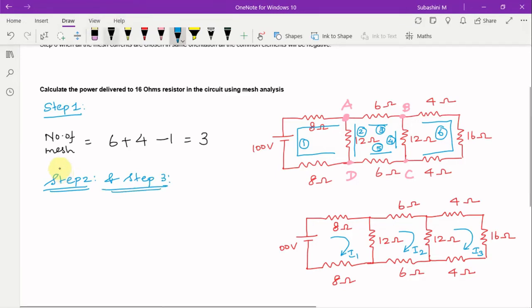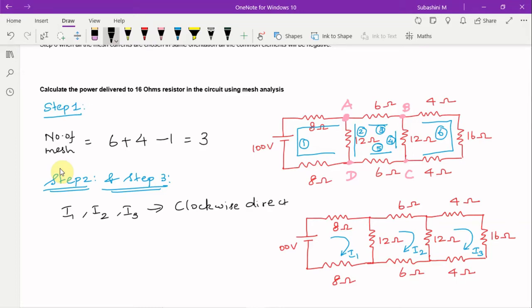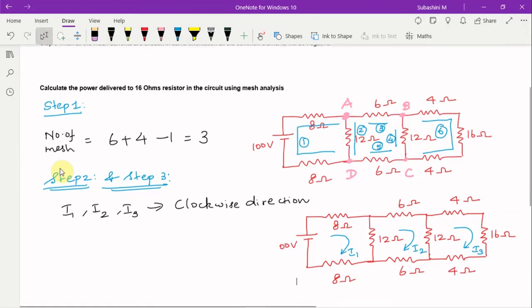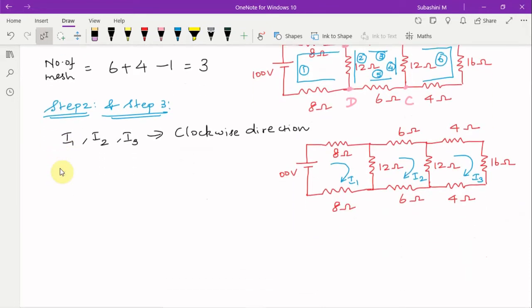So we have identified 3 loops and assigned 3 currents to the 3 loops, all in clockwise direction. So 3 steps are finished. The 4th step is that we have to write the KVL equation for each mesh. So here comes step 4.